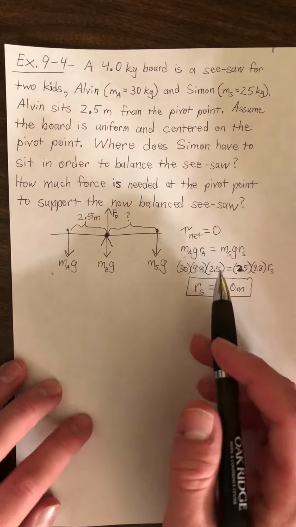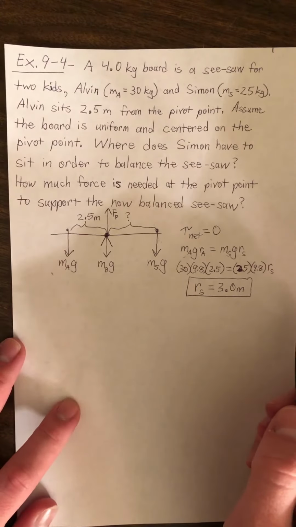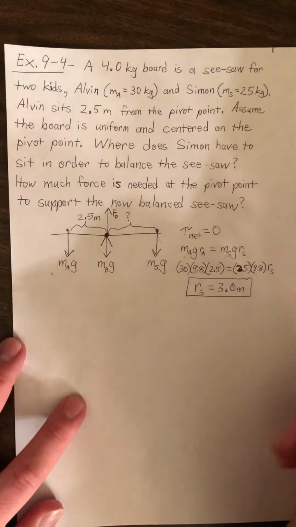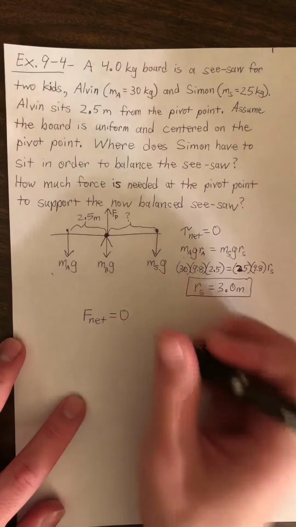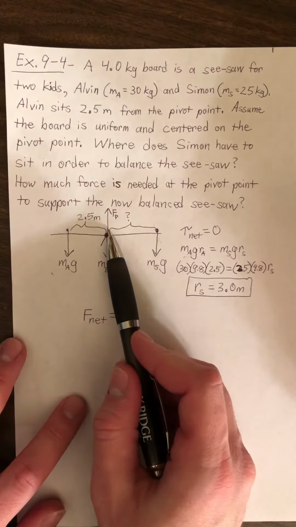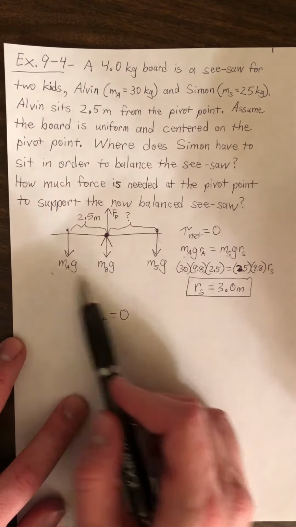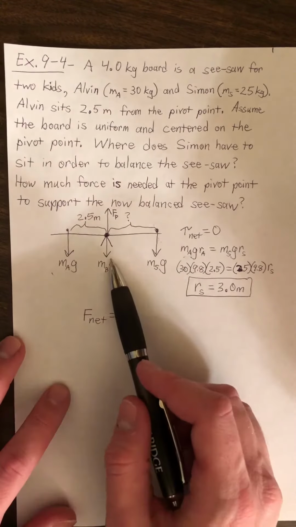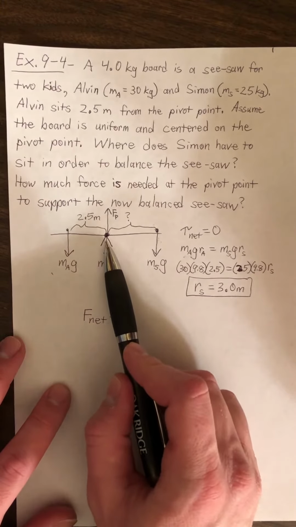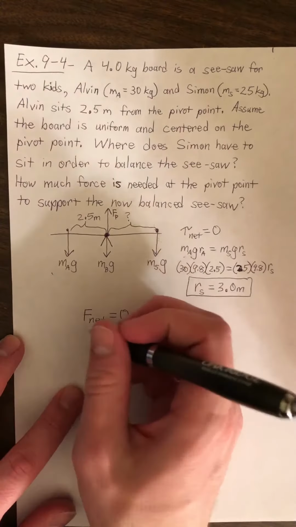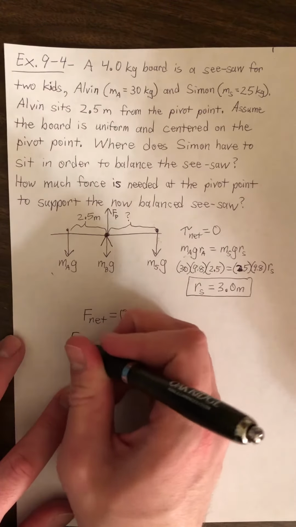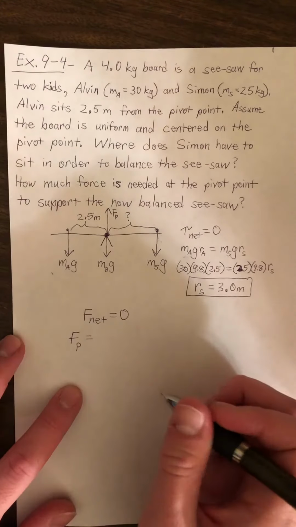For the second part of the problem, how much force is needed at the pivot point to support everything? For the net force to be 0, that means that all of the upward forces, which there's only one, would have to equal all 3 of these downward forces in order for it to be supported. If it didn't, the seesaw would break right here where it's trying to support it, because that force would be overloading it.